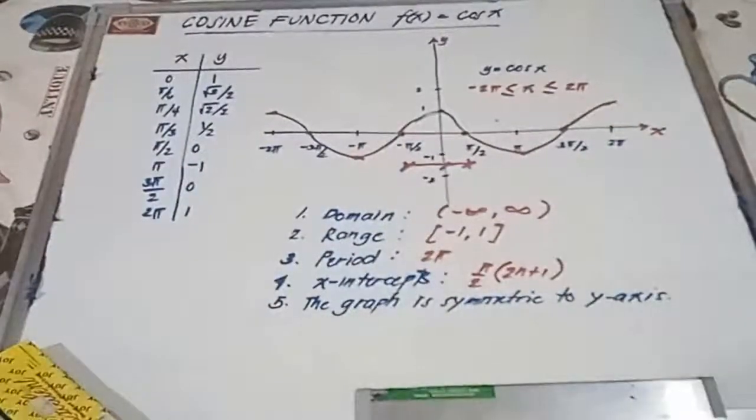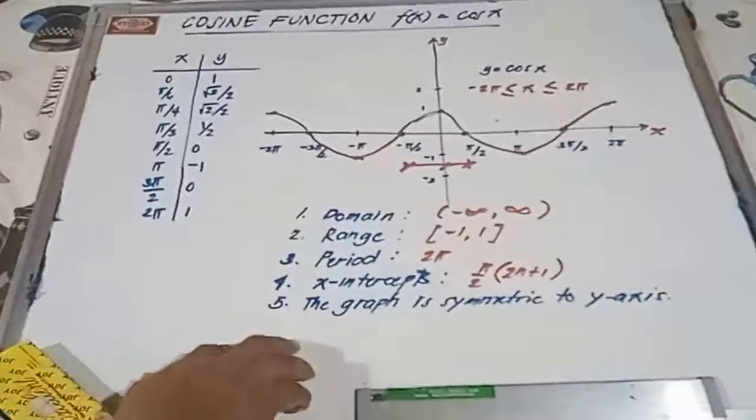Meron pa ba? So, yun yung graph ng ating cosine functions. Take note of these properties of a cosine function, f of x equals cos x.